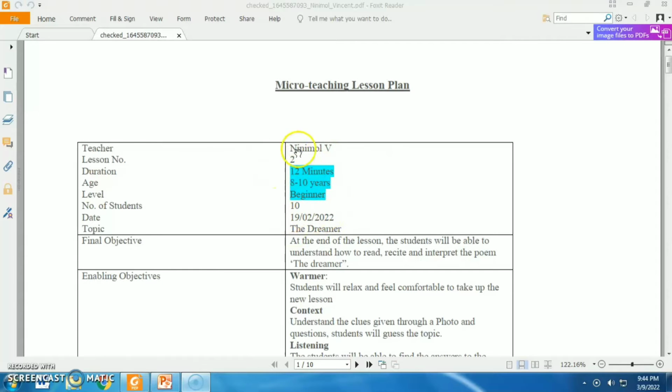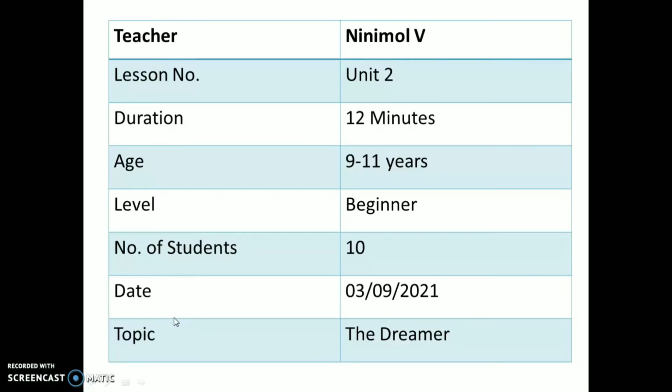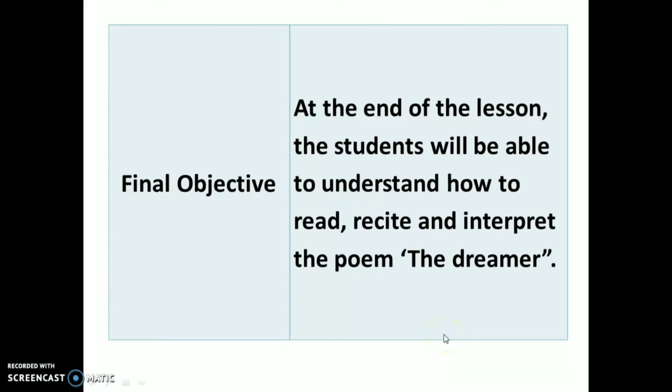Here you need to write the teacher name, lesson number, that means the unit number or the chapter number. Then the duration of the class can be represented in minutes. Then the age of the students, and the level of the students like beginner, intermediate, proficient, like that. Then total number of students, date, topic.